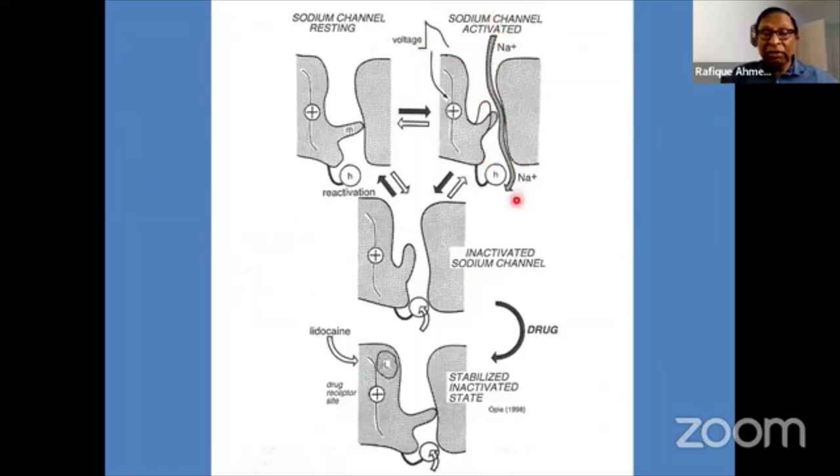Once there is a certain level, there will be inactivation by this blocking gate. But that's not a permanently inactivated sodium channel. This one will block it and then stabilize the inactivated state. And this is how it's happening. This will remain closed until the next stimulation comes to produce this again.